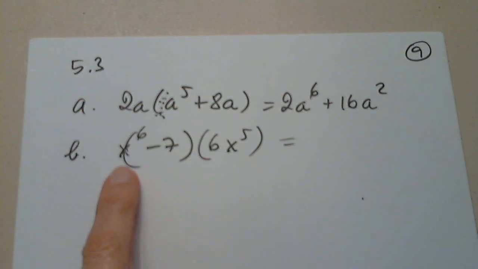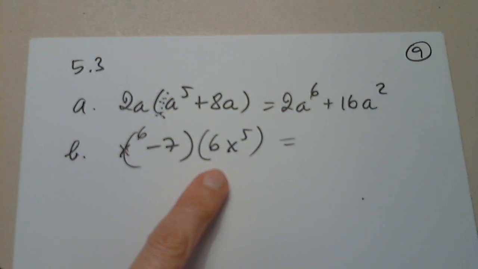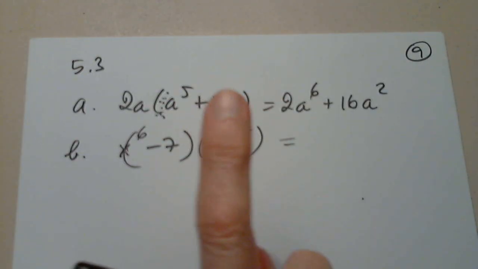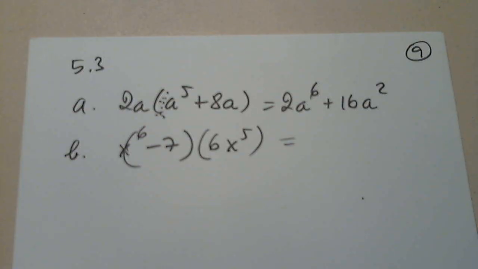Moving on to x to the 6th minus 7. And we have to distribute the monomial 6x to the 5th. Remember, this is a monomial, this is a binomial. So let's distribute and see what happens. We always take care of the signs first, and then coefficients, and then the rest.